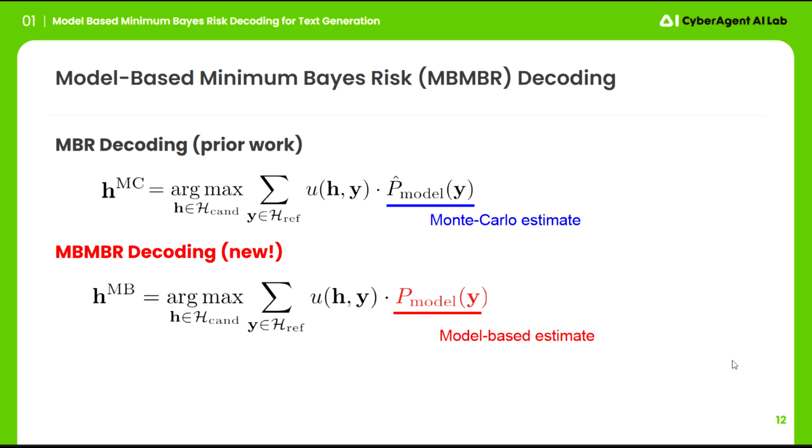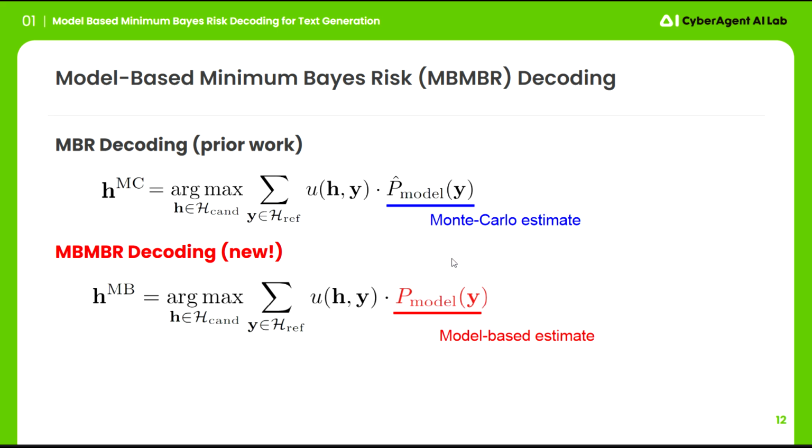We call this method model-based minimum Bayes risk decoding. Formally, prior work estimates using a set of samples with a Monte Carlo estimate, whereas in our work we don't do a Monte Carlo estimate, in the sense that we replace the p hat, which is a Monte Carlo estimate of p model, with p model itself.